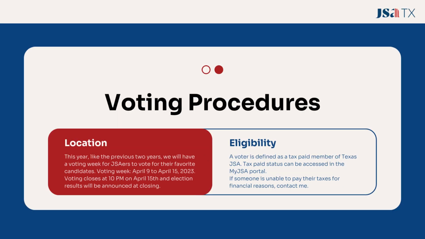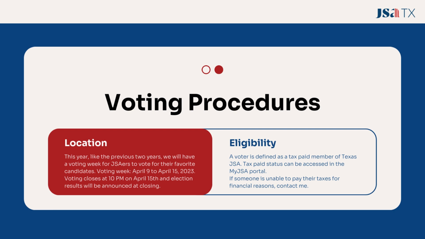Okay, so voting procedures. This year, like the previous 2 years, we'll have a voting week for JSAers to vote for their favorite candidates. That will be a virtual voting week. And we've decided that this year's voting week will be the week before spring state, so Sunday, April 9th to 10 p.m. on April 15th. And the election results will be announced at the closing session of spring state.